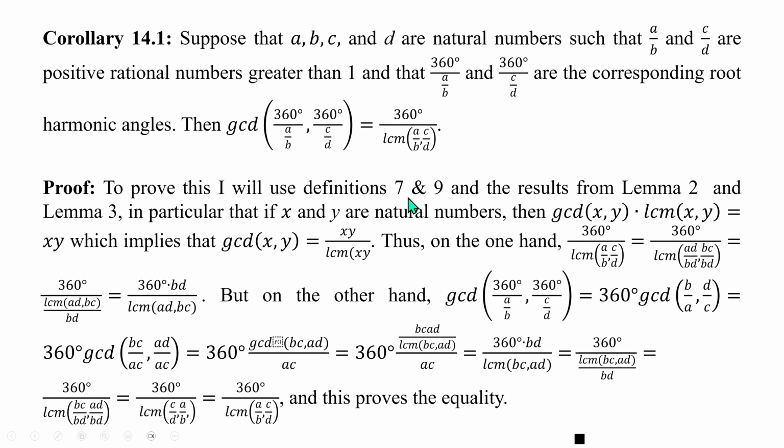And to prove this, I will use definitions 7 and 9, again from part 2 of this video series, and the results from limit 2 and limit 3. In particular, that if x and y are natural numbers, then the greatest common divisor of x and y times least common multiple of x and y is equal to x times y, which implies that the greatest common divisor of x and y is equal to xy divided by the least common multiple of x and y.